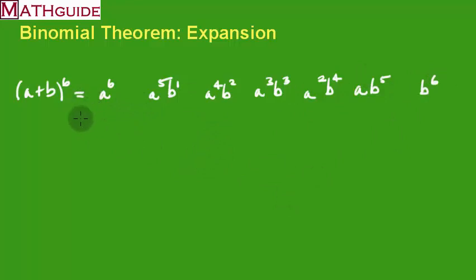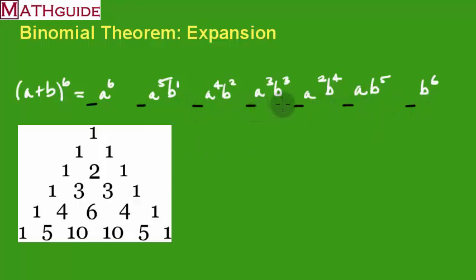Now, if you remember, I also have to place a coefficient in front of each one of these terms. So what you're going to do is go to Pascal's Triangle. This is one way to do it anyway. You grab the numbers of the correct row that has this many numbers.